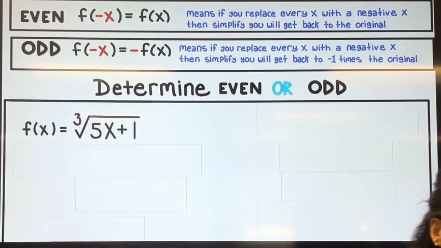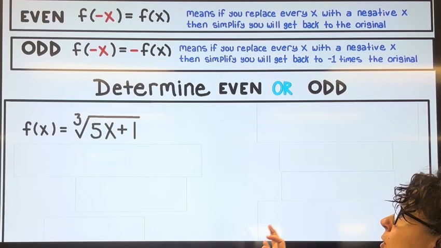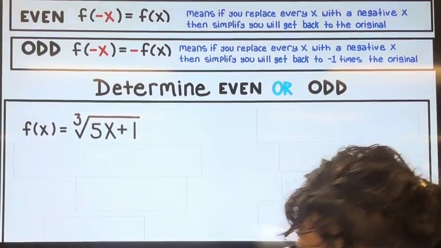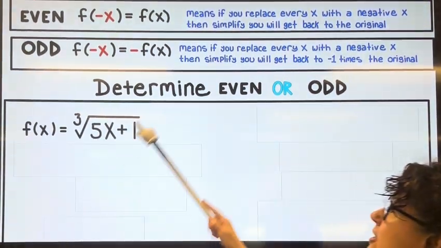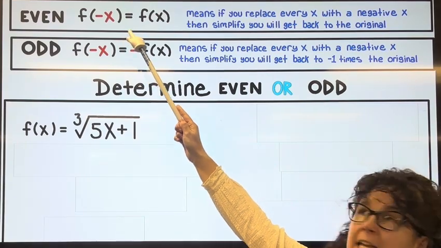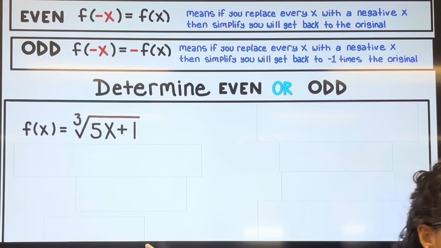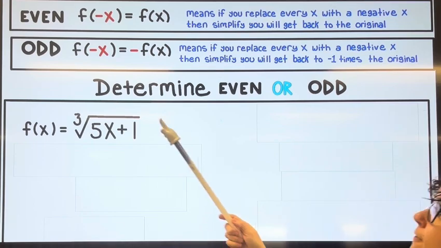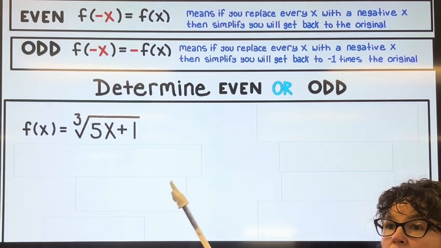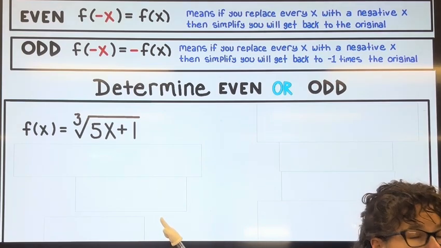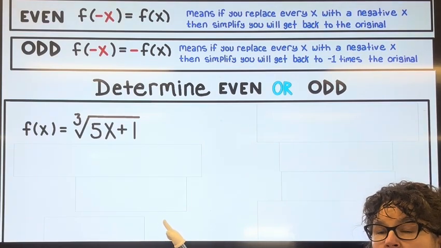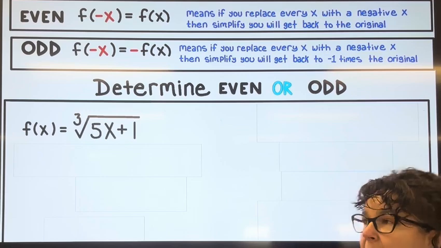We want to determine if these various functions are even or odd, and the algebraic test to determine this is to replace every x in the original function with negative x and simplify. After you've simplified, if it looks like the original, then your function is even. Graphically, that's symmetrical to the y-axis.